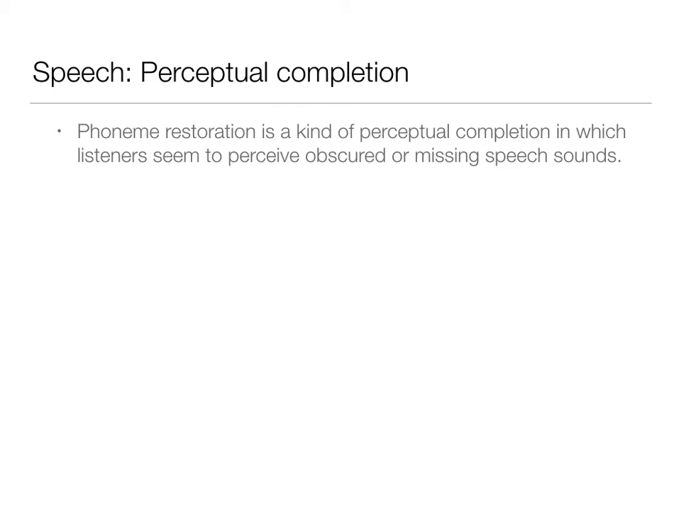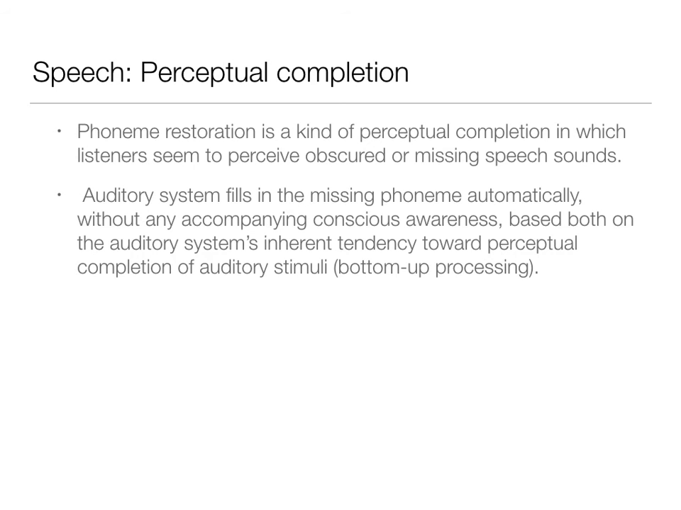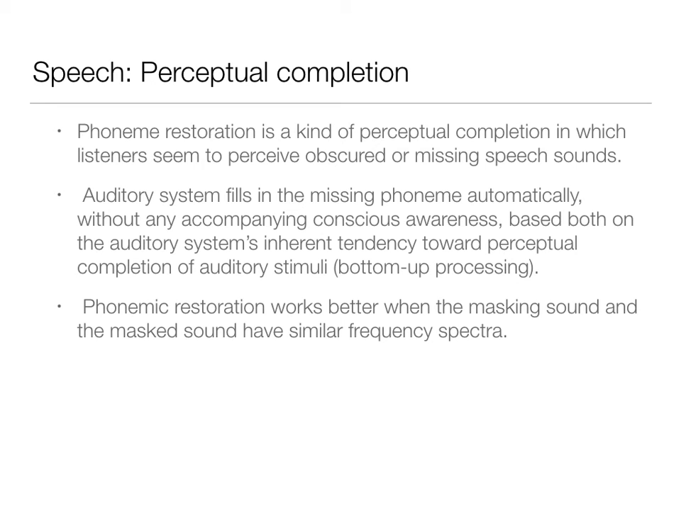So we're able to hear those speech sounds that weren't there. We fill in that missing information automatically, and we're not doing this with conscious awareness. Our brain is doing it automatically, and so it seems like we're hearing those things even when we're not. This is really coming from that bottom-up kind of processing. This works better when the masking sound and the masked sound are really similar in terms of their frequency.